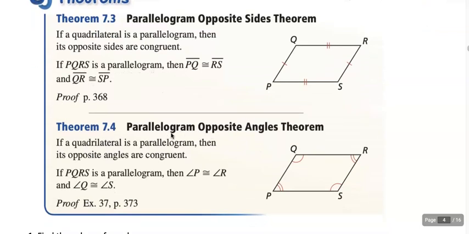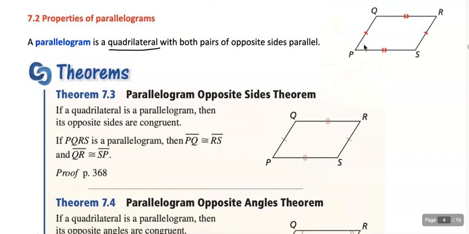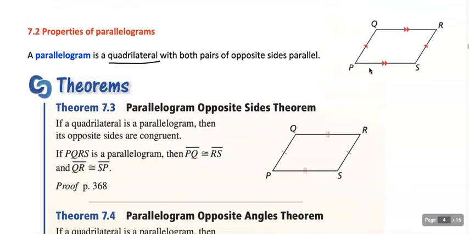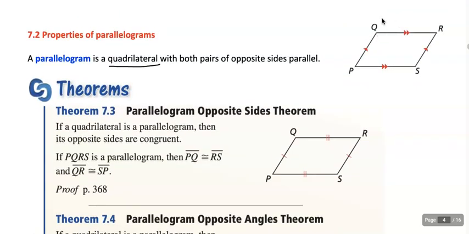And if it's a parallelogram, then the opposite angles are congruent. So P and R are opposite angles, they are congruent. Q and S are opposite angles, and they are congruent. Okay, so just remember, if this is a parallelogram, there are a couple other pieces here.